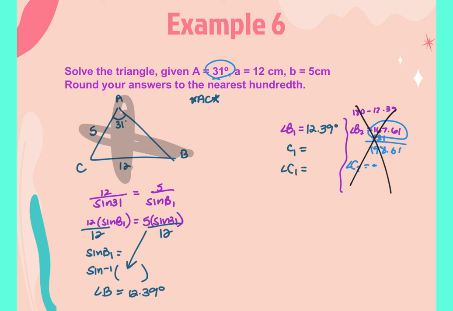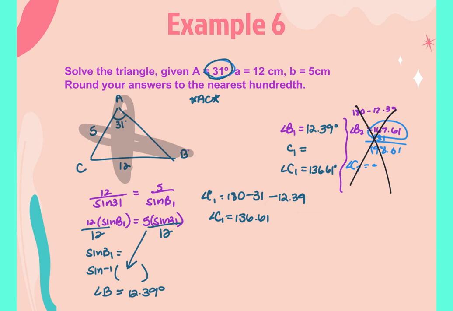Angle C1 can be found next by taking the 180, subtracting the 31 from the original angle, and then the 12.39 that we found. So 180 minus 31 minus 12.39. It looks like a 7, but it's a 9. And that's angle C1, which is 136.61 degrees. Then the last thing we're going to find is side C.